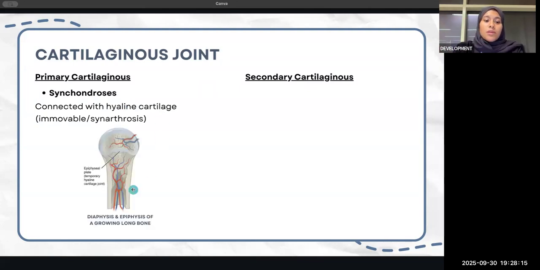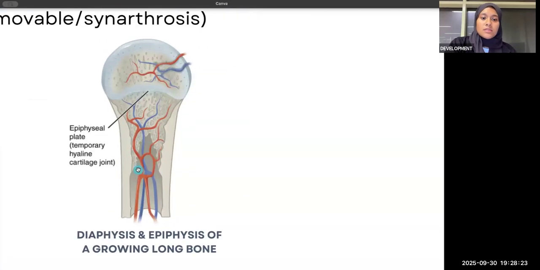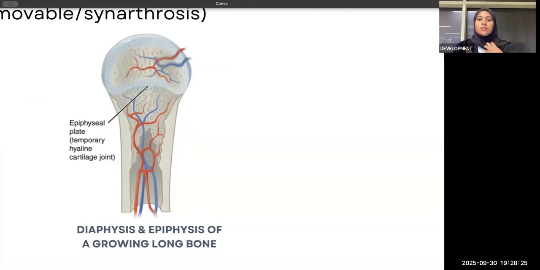An example of this would be your diaphysis and your epiphysis of a growing long bone. So when you're a child, your bones are still growing. That means your bones did not ossify yet. They're not fully hard yet. So your diaphysis, which is along the shaft, has a bit of cartilage. And your epiphysis, which is at the tip, also has a bit of cartilage.